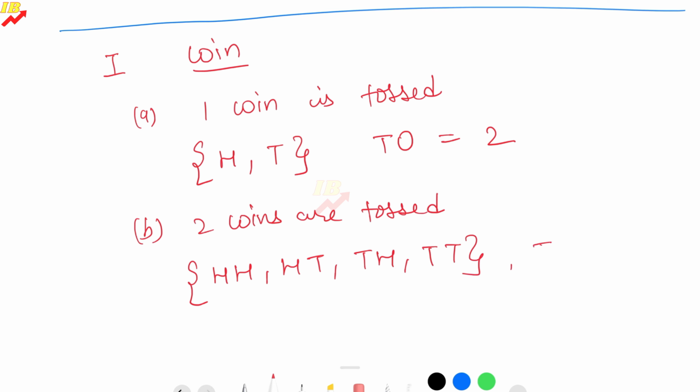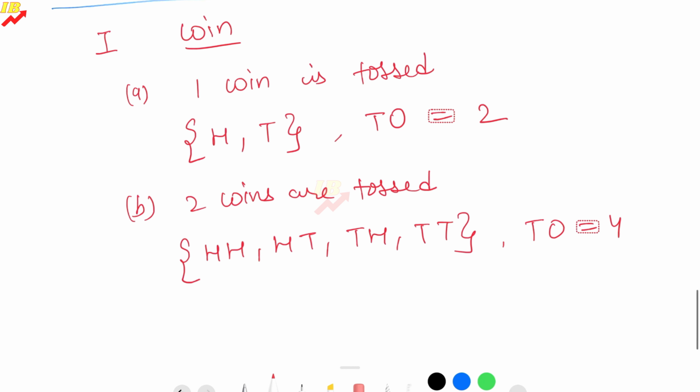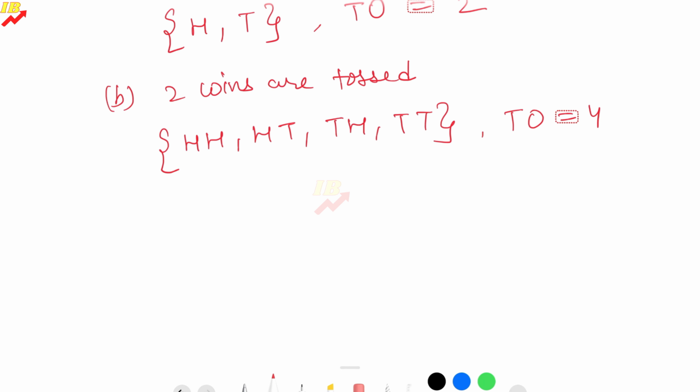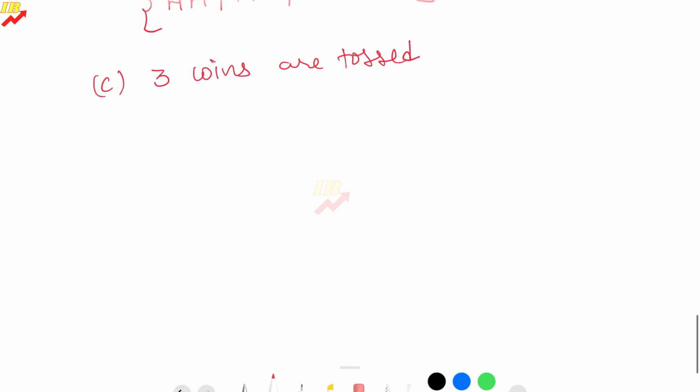So here my total outcomes are four in number. Okay, let's take one more case. If you are tossing three coins, what will be the total outcomes? There is a way of writing it and understanding it. So this is again, I'm going to tell you with a trick.